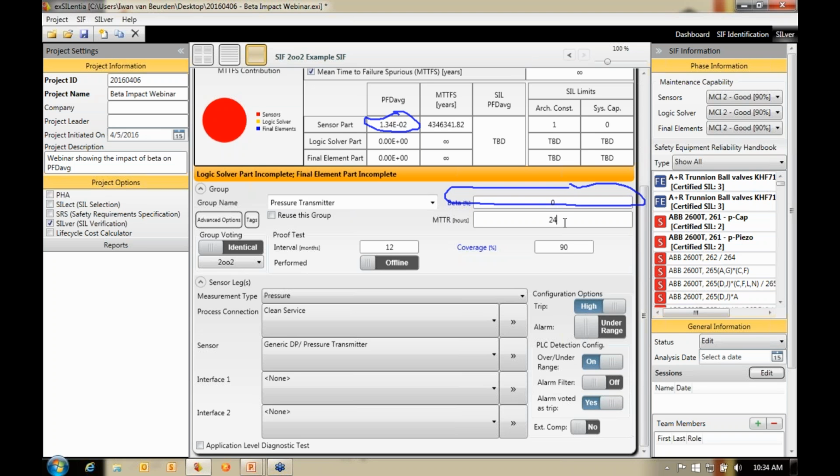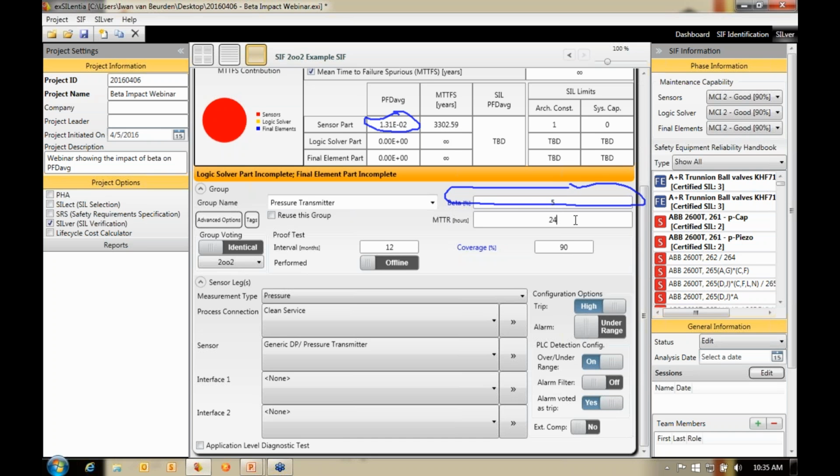What will be interesting is to look at the mean time to fail spurious in this case. So we have a gigantic number. Let's see, 4,346,341 years if we don't consider common cause. If we do consider common cause, let's say 2%, we see that that drops immediately to 8,000 something years.